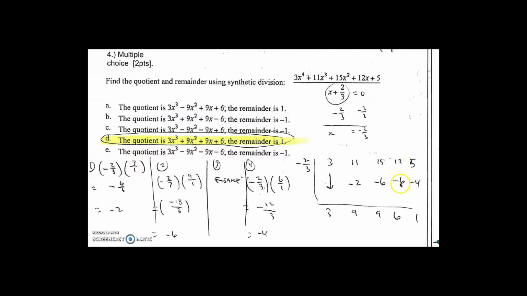12 plus negative 6, you're adding down, positive 6. And then 6 times negative 2/3, 6 over 1, multiply across, so you can cross cancel. Negative 12 over 3, which is negative 4. Then add down, and I have a remainder of 1.